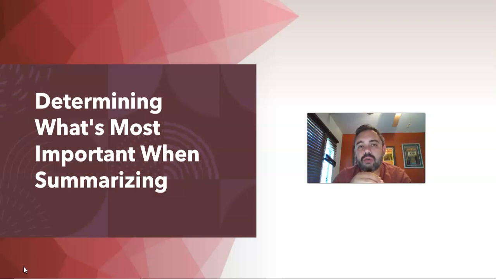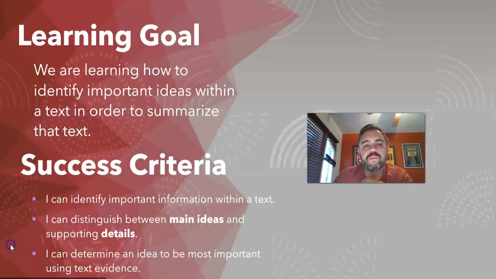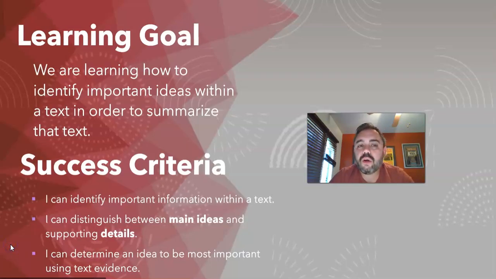So today we're chugging right along with that skill development. Today we're determining what's most important when summarizing. As always, we have some learning goals, success criteria to point us in the right direction. So let's check those out now. Our learning goal is that we are learning how to identify important ideas within a text in order to summarize that text. Okay? Super important skill to determine what exactly is going to go into our summary.